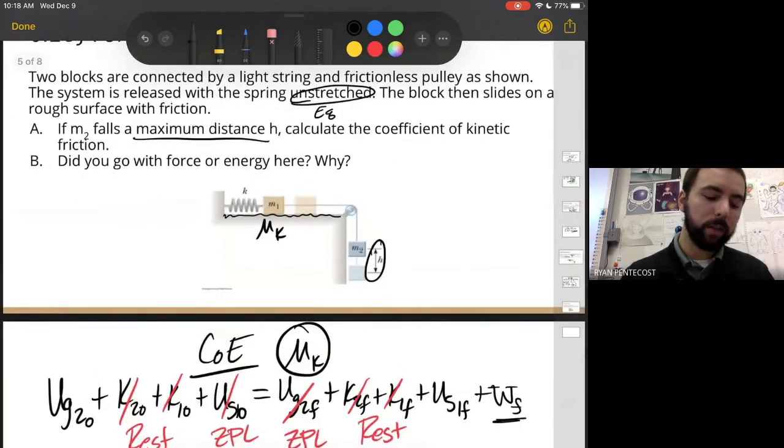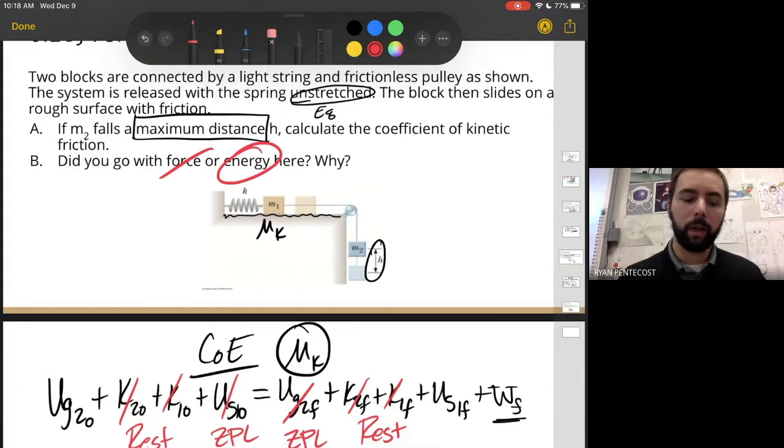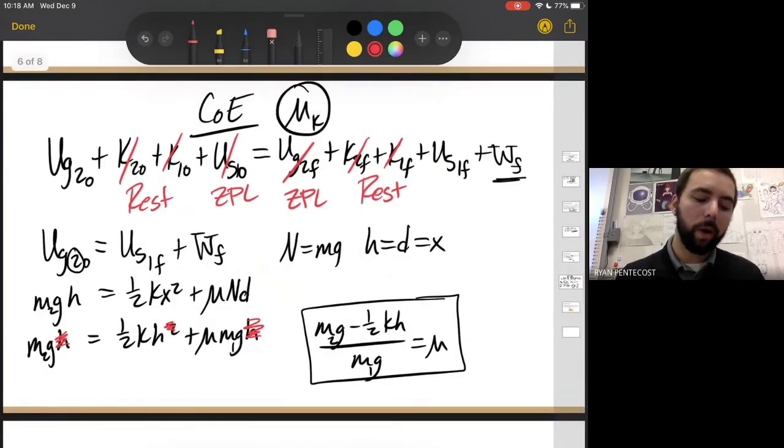Now it asks, did you go with force or energy here? So we were looking at maximum distance. That's the key here. Force can't tell us maximum distance. Energy can. Now if it asked, where does the block come to rest at equilibrium, then we would use summation of forces. That's what that can tell us. COE has nowhere in here to tell us where does the block come to rest. That's not something that COE can really find for us.